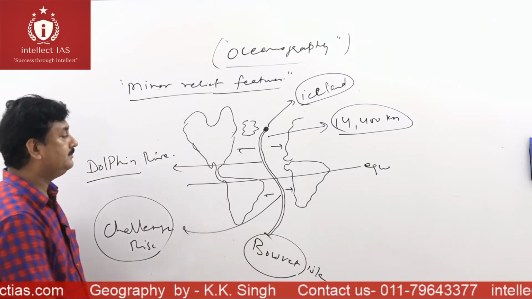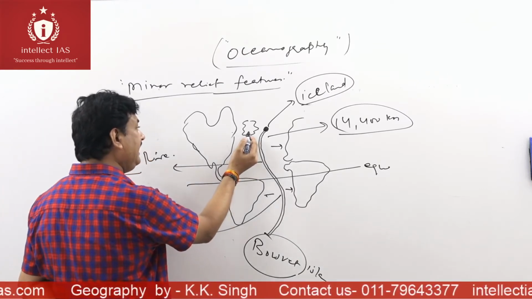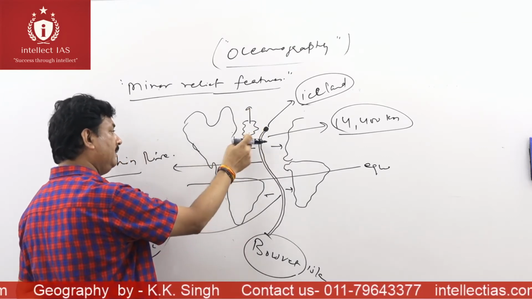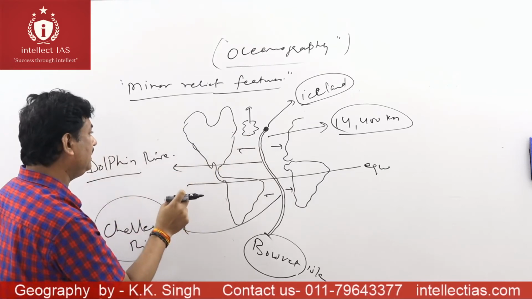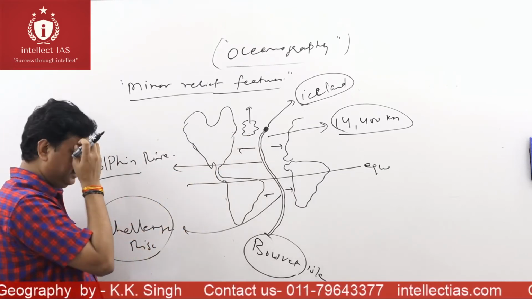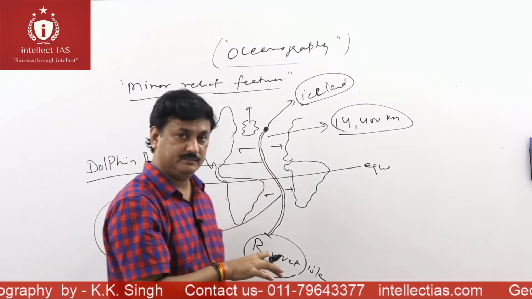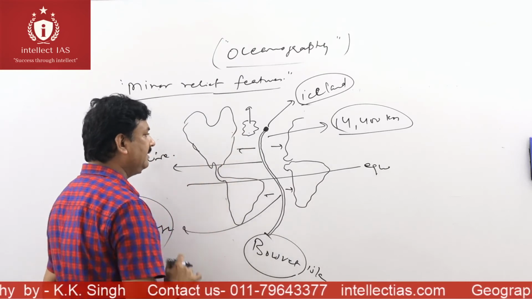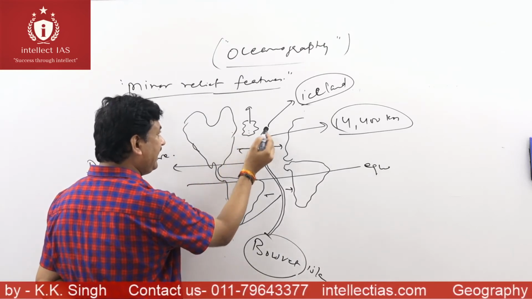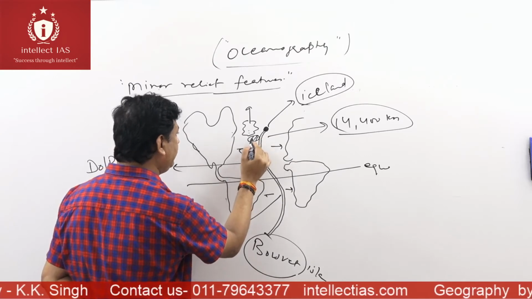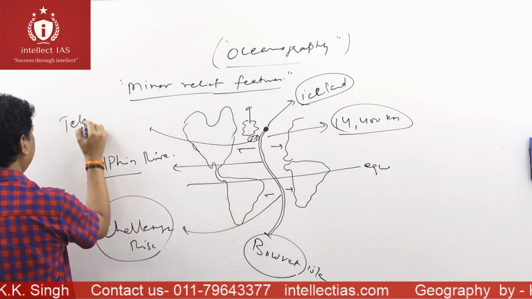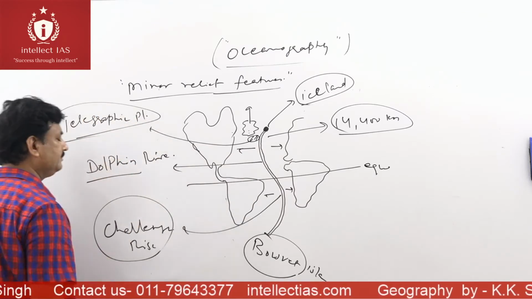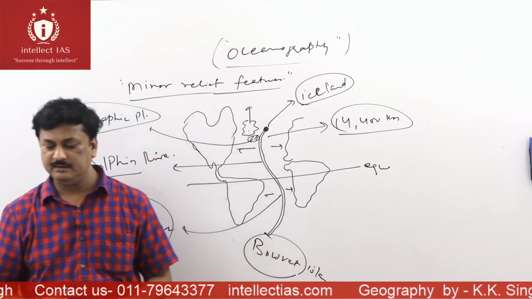Now look here. This is Greenland. Greenland is part of the North American continent, but it is a part of Denmark. It is the largest island. In between Greenland and Iceland, there is a plateau called the Telegraph Plateau. This is very important.